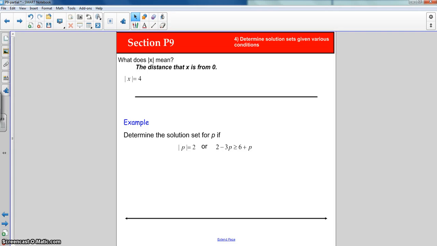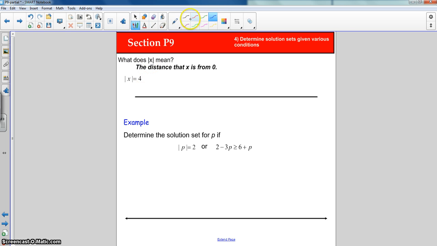The last skill in P9 is to put our knowledge about sets and linear inequalities together to determine solution sets of some problems where you're given inequalities with other conditions. So first, I want to review what the absolute value of x means.